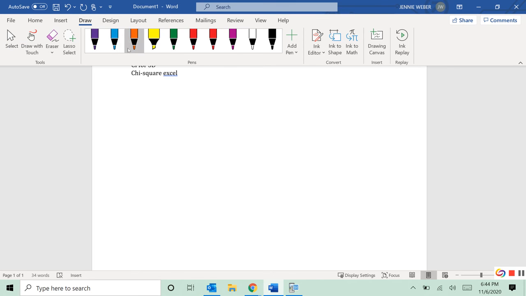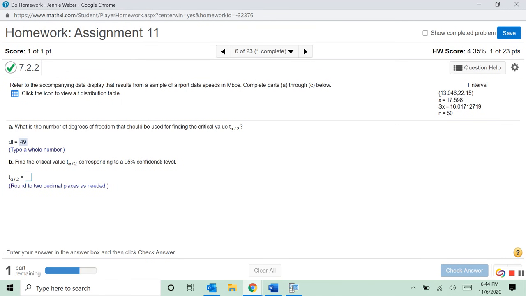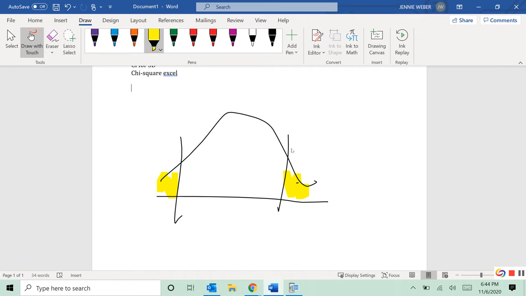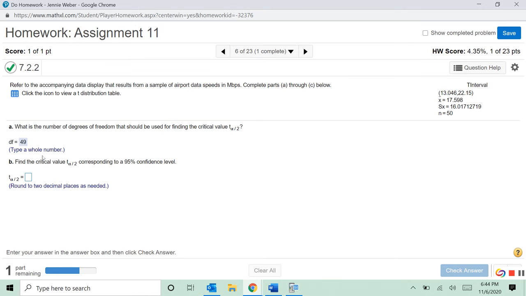So when I draw this here, it's going to have two ends, and some of the area is going to be in each of the ends. That means of this 95, we have 5% left over, but it's got to be split. So each of these ends is going to have half of 5%, which is 2.5, so 0.025. So when I put this into my TI, I'm going to put in that 0.025.